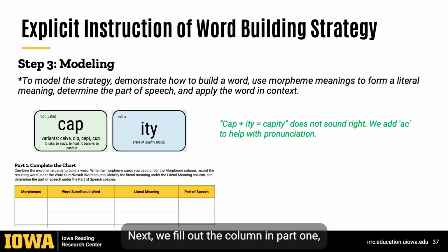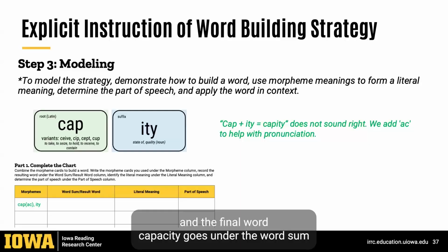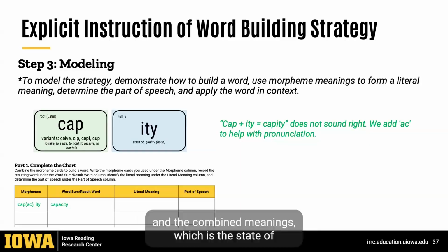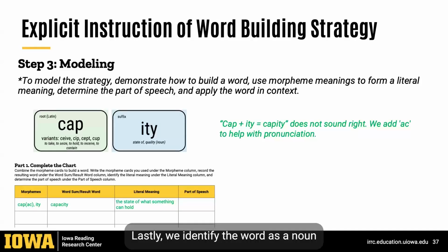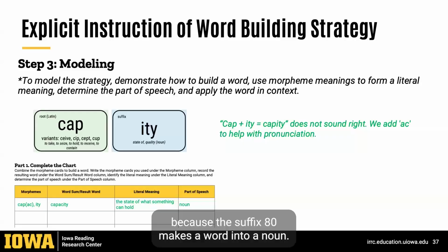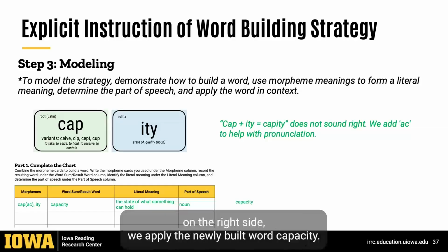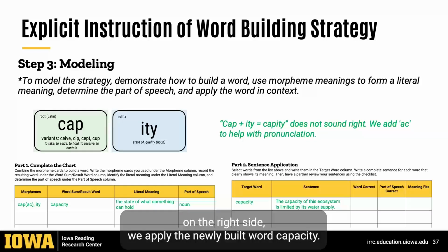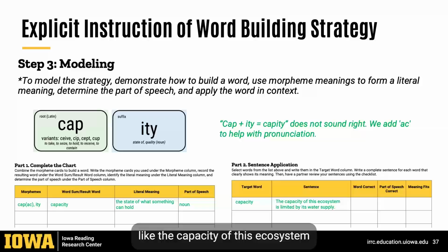Next, we fill out the column in part 1. The 2 morphemes go under the morphemes column, and the final word, capacity, goes under the word sum. And the combined meanings, which is the state of what something can hold, goes under literal meaning. Lastly, we identify the word as a noun because the suffix makes the word into a noun. Next, in part 2, on the right side, we apply the newly built word capacity in a context sentence. We would write something like, the capacity of this ecosystem is limited by its water supply.